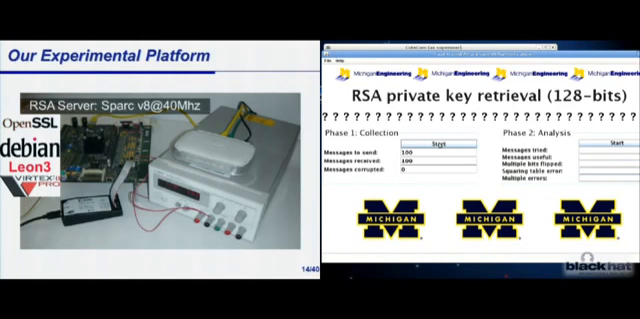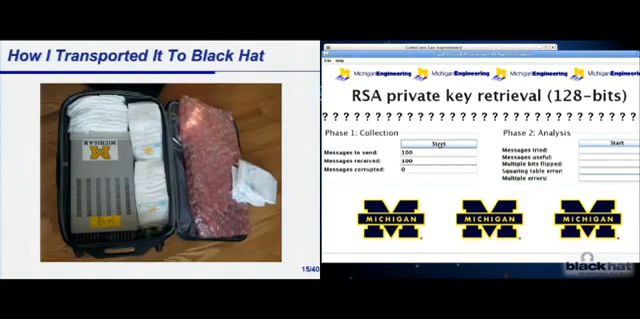So the RSA server is a Spark V8 running at 40 megahertz. I have the voltage controller, the network switch. This is how I brought all this equipment to the conference.